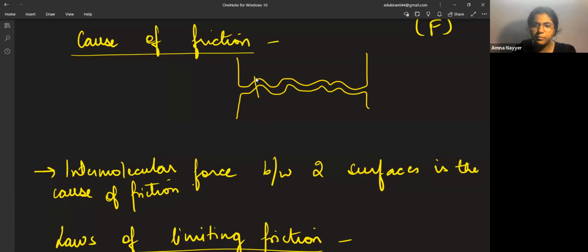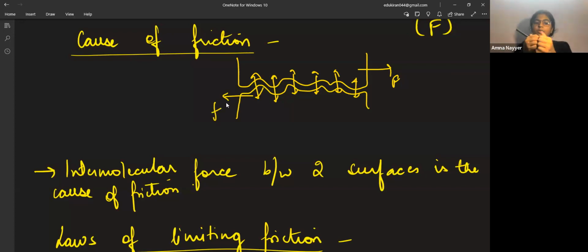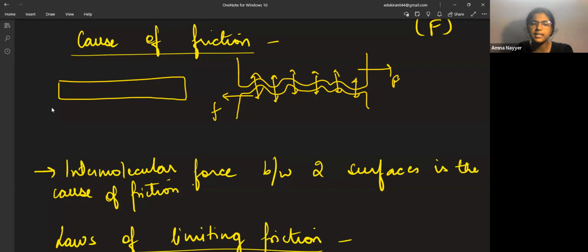So when the bodies are rubbed against each other, they collide. These irregularities actually collide among themselves when the applied force is there. So that's why the frictional force comes in the opposite direction when the two irregularities meet. There is an actual reason for the generation of frictional force, which you will study in electrostatics in class 12. You have this concept of charging by friction, and you will study it then.